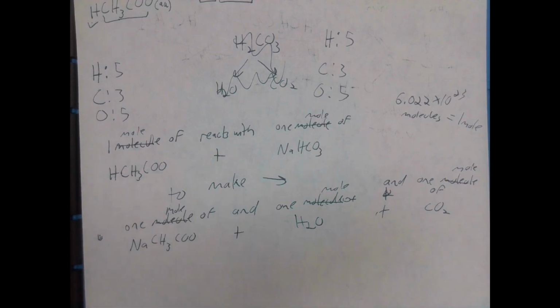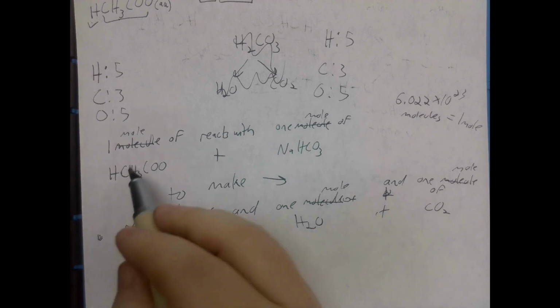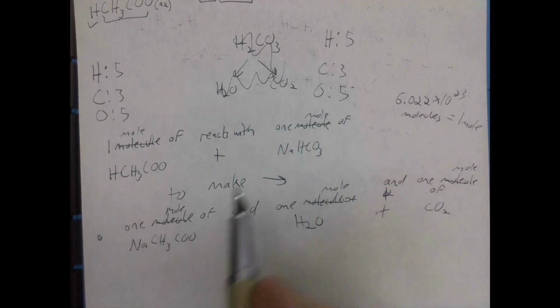So it's a 1-to-1 ratio in terms of number of molecules. 1 molecule of this and 1 molecule of this react together, or 1 mole of this with 1 mole of this. But when we go into a lab, we cannot measure 6.022 times 10 to the 23 molecules directly.